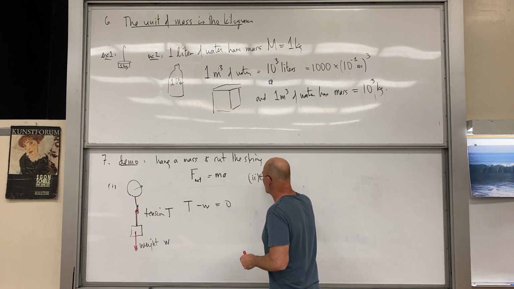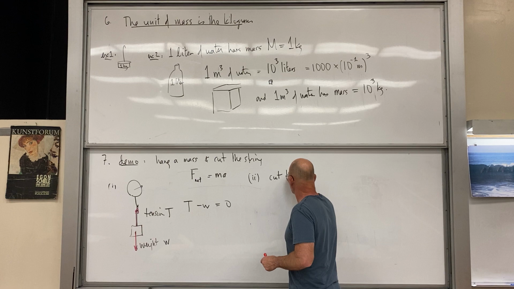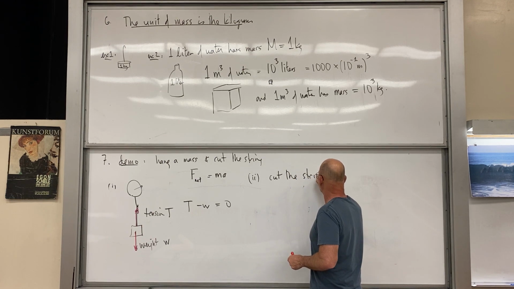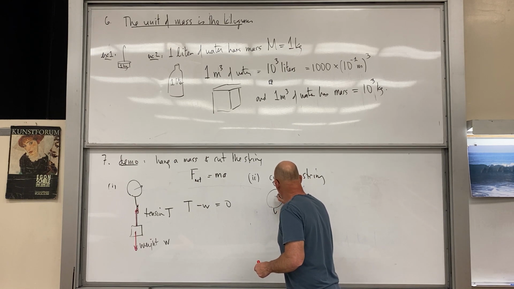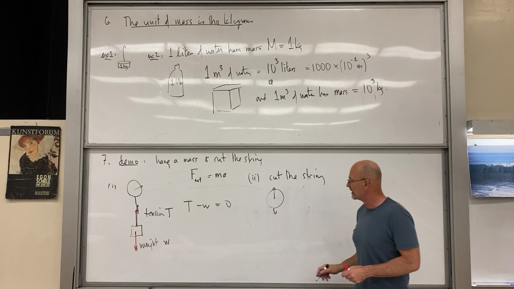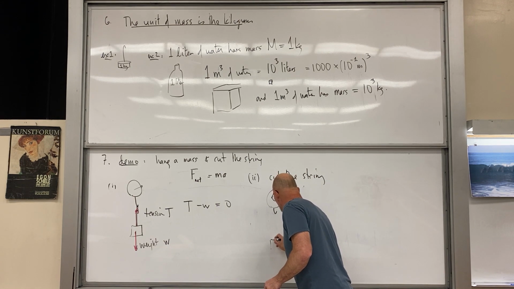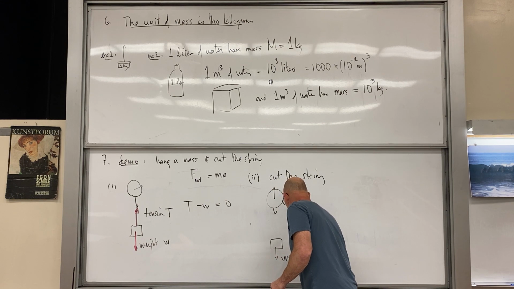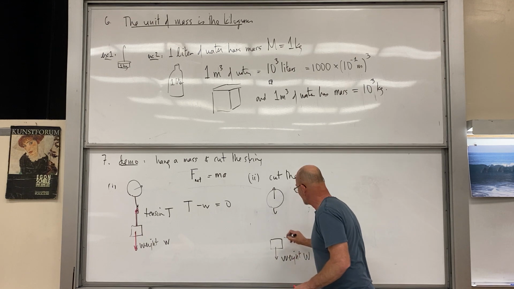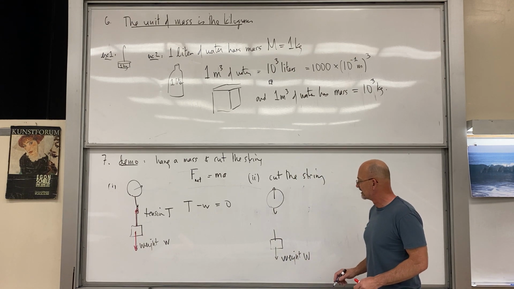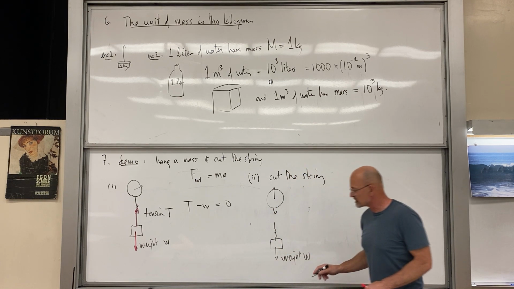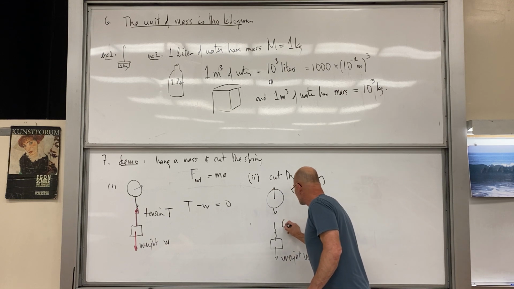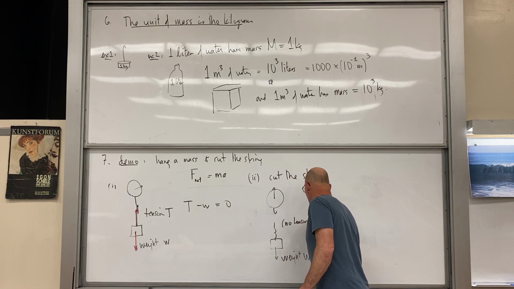So part 2, we're going to cut the string. Good, so we cut the string. Now my scale is empty and it reads 0. My mass here, it has the weight, but it no longer has a tension, okay? I'll just imagine it's a string like that. No tension, because I cut the string.